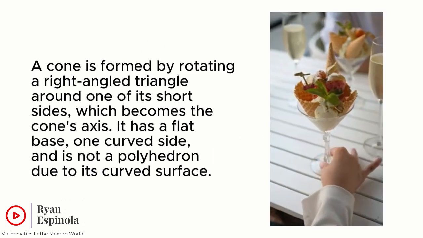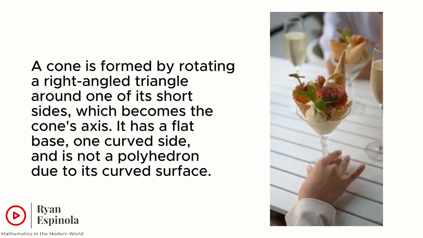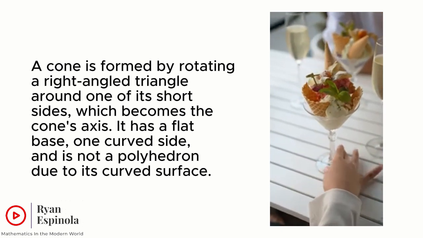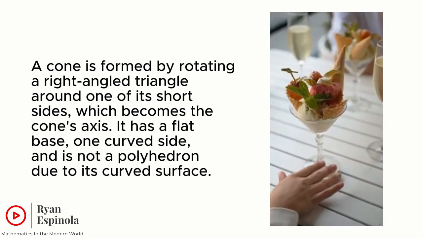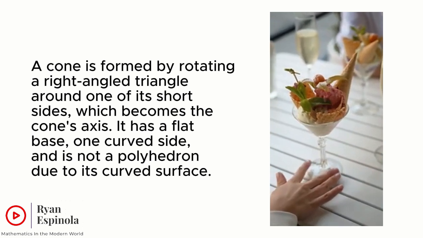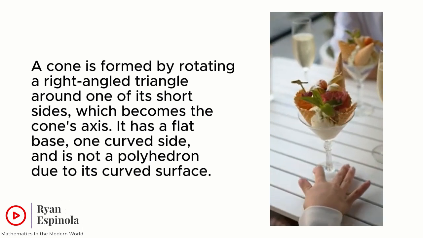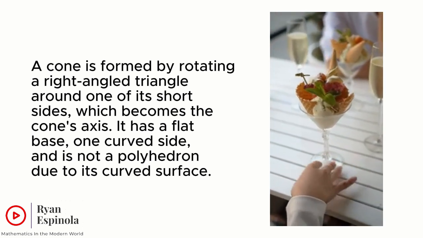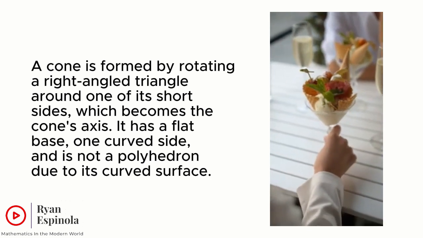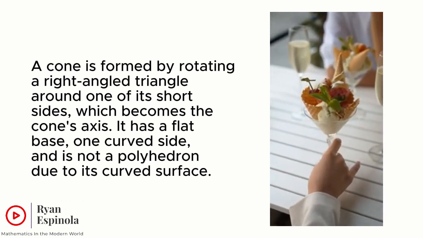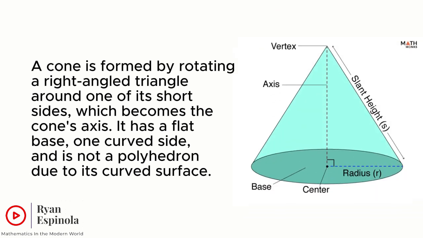A cone is made by rotating a triangle. The triangle has to be a right-angled triangle, and it gets rotated around one of its two short sides. The side it rotates around is the axis of the cone. It has a flat base and one curved side. Because of its curved surface, it's not a polyhedron.